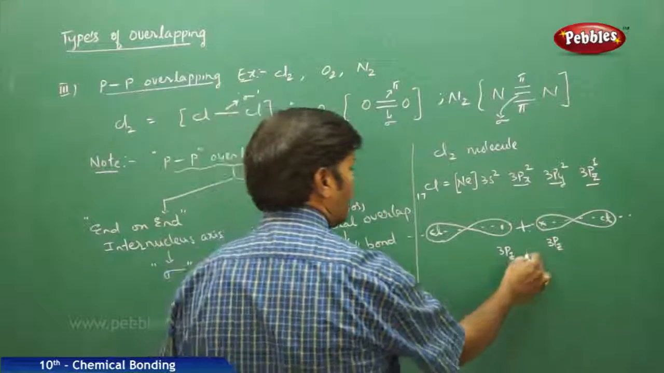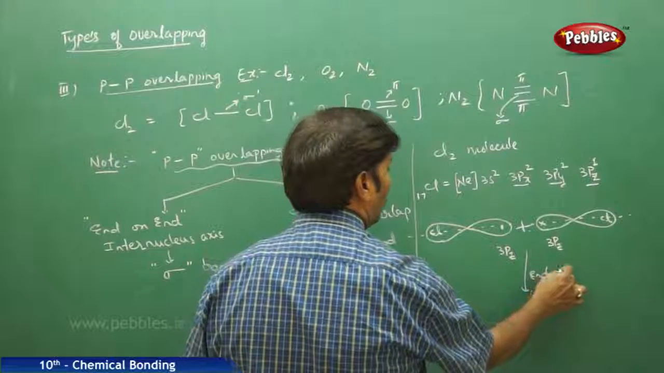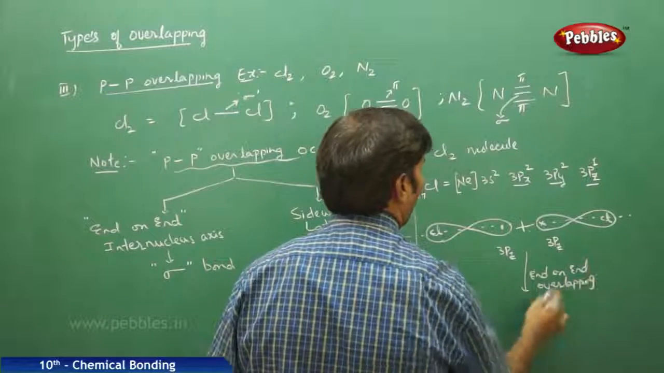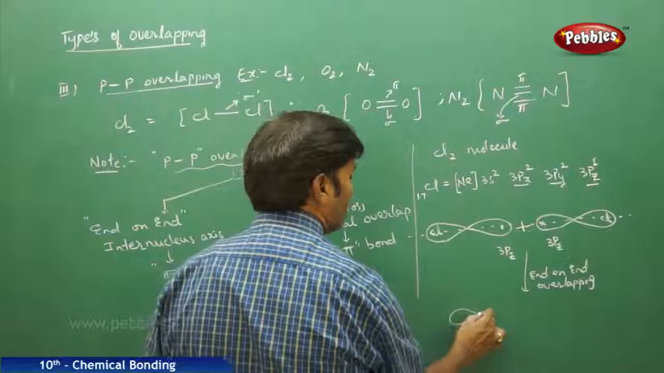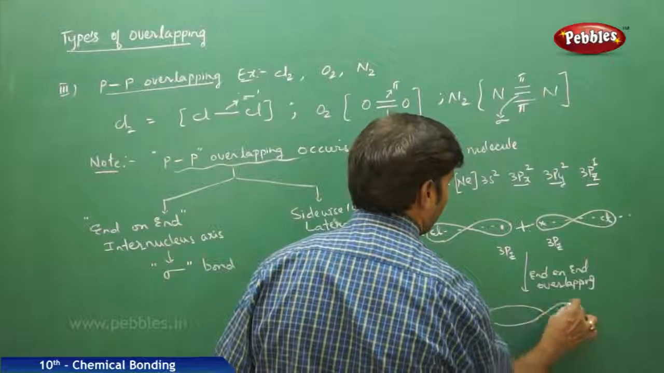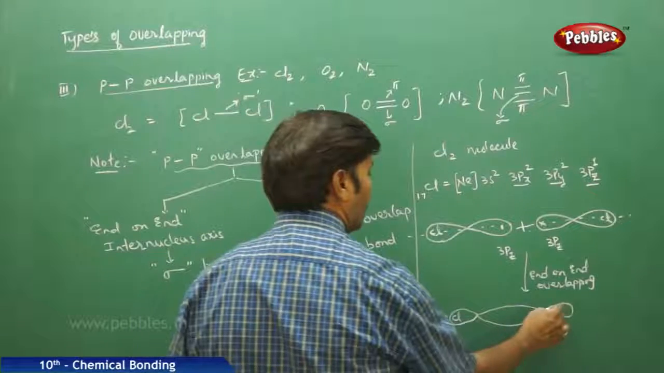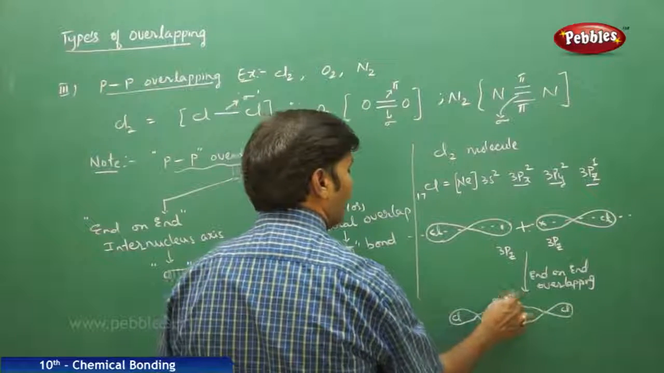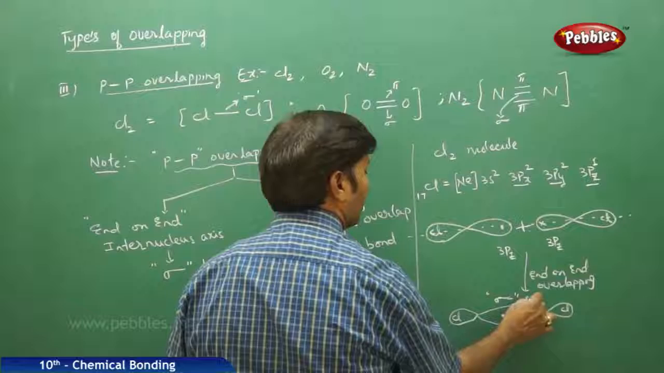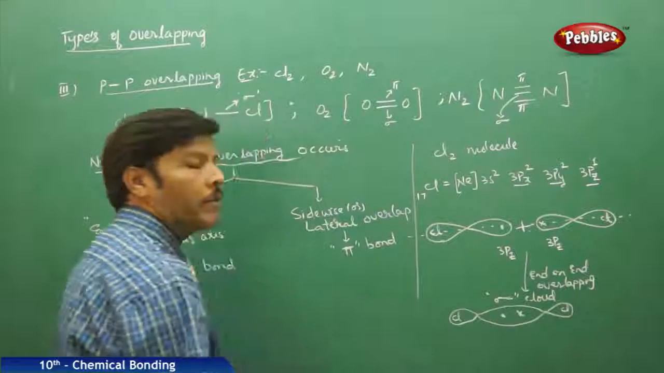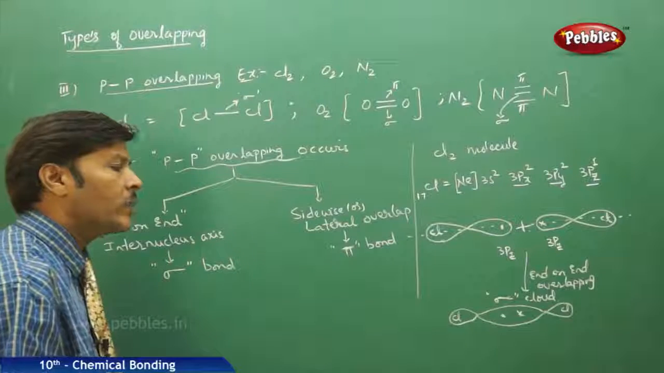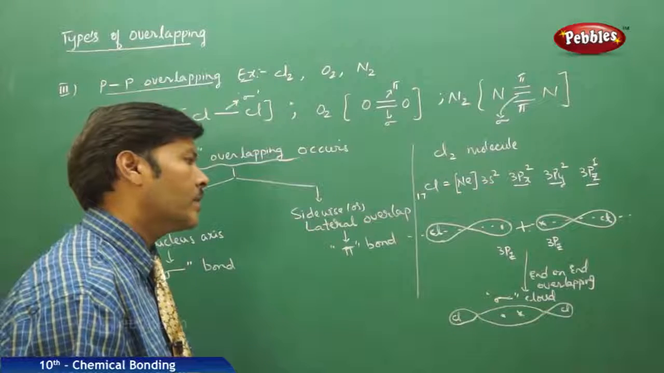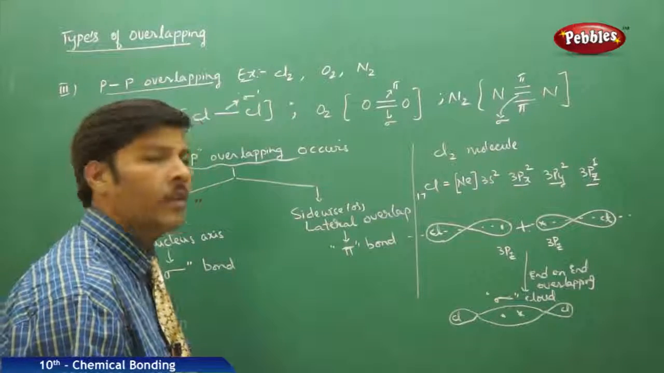This end on end overlapping results in the formation of a sigma cloud in this pattern. Here you can find one chlorine atom, here another chlorine atom, and here one electron with a dot. This is the sigma cloud. So this very clearly makes us understand that the end on end overlapping of the p atomic orbitals along the internuclear axis between the two atoms always results in the formation of a sigma bond.